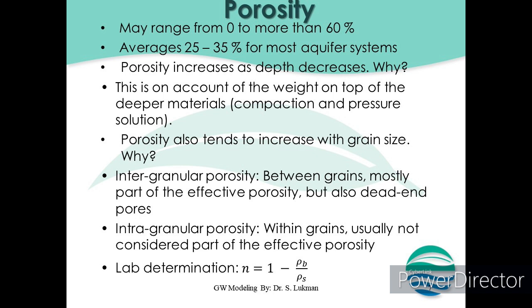By dead end, you may have this, and then probably you have one big grain blocking everything. So here you see, this is a dead end, right? The interstices here are connected. Can you see that? But here is a dead end. Here is a dead end, isn't it? So that's the intergranular porosity, between grains. And then you have intragranular porosity. Within the same grains, it can have some pores.